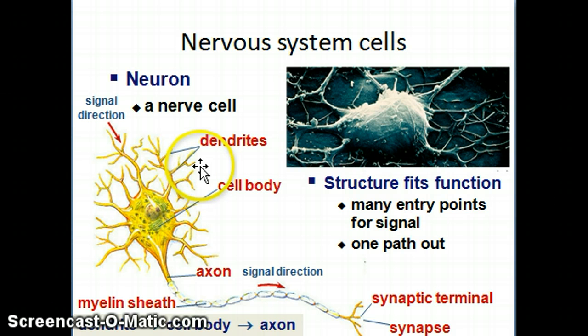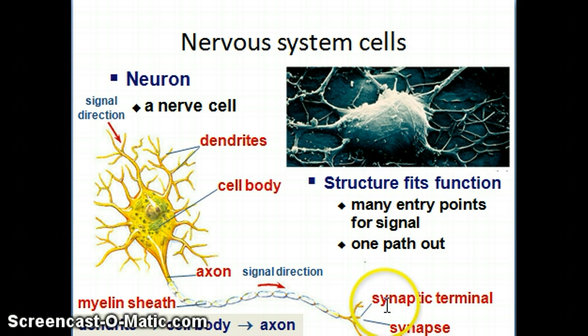So these neurons have lots of dendrites so that there are many entry points for the signal to come into the cell. And the signal's direction is going to be through the dendrites into the cell body. So then the stimulus, the message, is going to continue from the cell body into what is called the axon. So this is the long portion that's attached to the cell body that is carrying the message along.